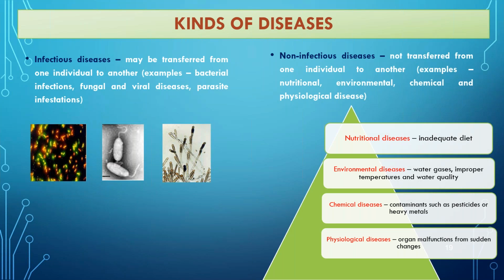four subcategories. Nutritional diseases, that is inadequacy in diet. Then the environmental diseases, as I have just explained, that is water gases, improper temperature, and water quality parameters. Then chemical diseases, that is contaminants and pollutants, like pesticides, heavy metals, and insecticides. Followed by physiological diseases, that is organ malfunctioning from sudden changes. These do come under nutritional diseases as well.